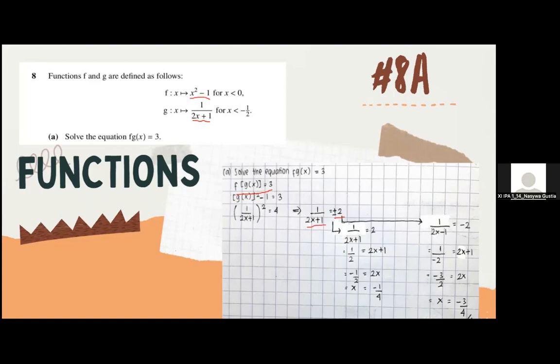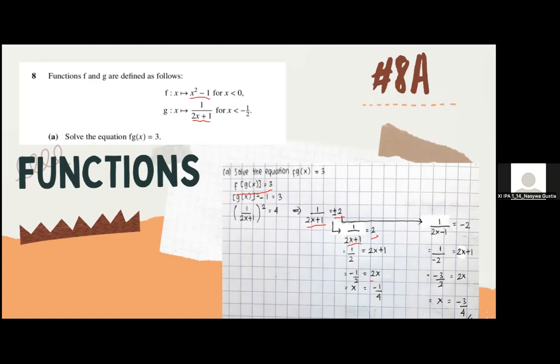Here we have two options, the positive 2 and the negative 2. First we have 1 over 2x plus 1 equals 2. And here we can switch the positions of 2x plus 1 with 2. So we will get 1 over 2 equals 2x plus 1, and we need to divide by 2 to get x. So x equals negative 1 over 4.